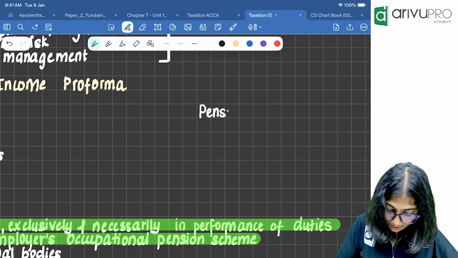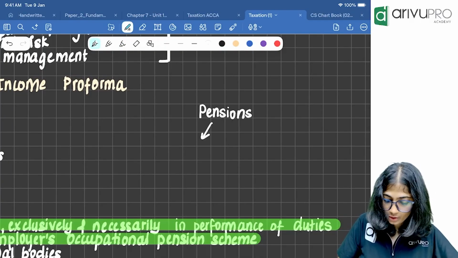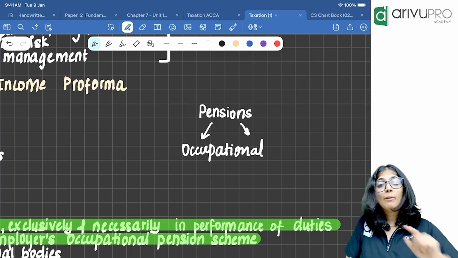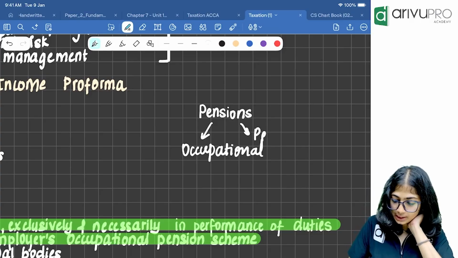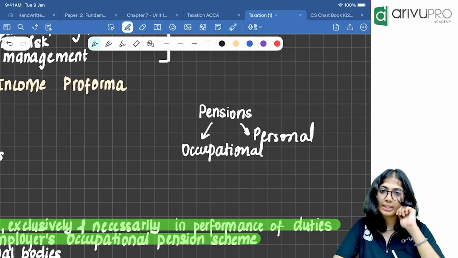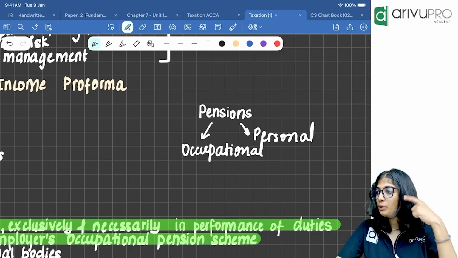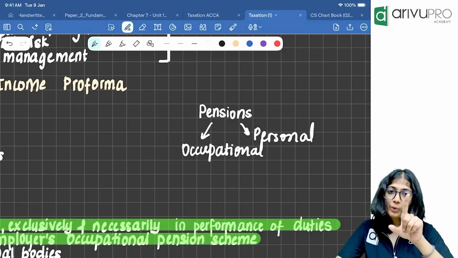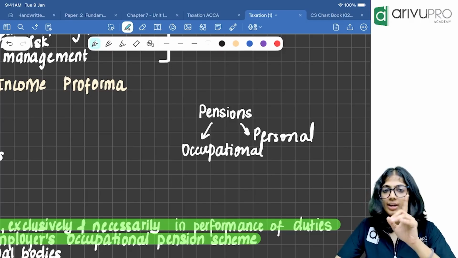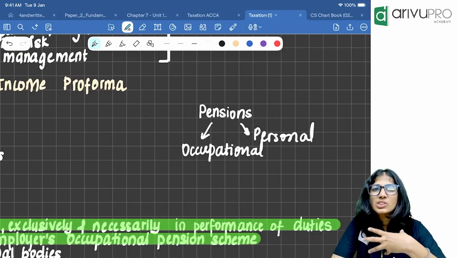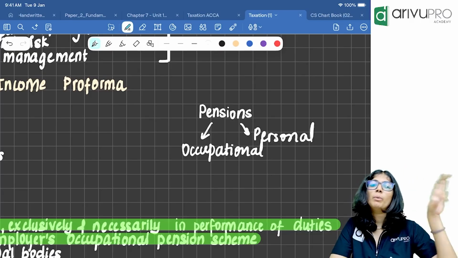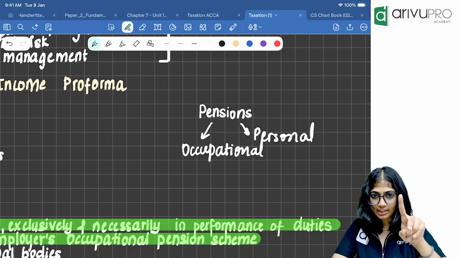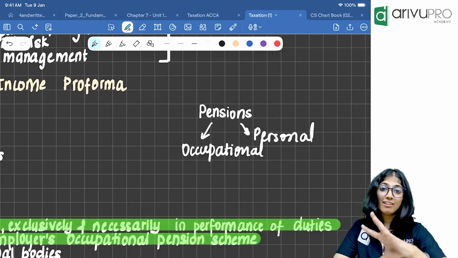We'll look at it more in the pensions chapter itself, but right now you need to know that there are two types of pensions. One is occupational, that is your employer provides you that pension, and one is personal, that is you have your own pension scheme from an insurance company or a bank. You can have both or you can have just one. If you feel like the employer's occupational pension scheme is not good, I will have my own personal pension scheme. You can have occupational, you can have personal also. Both are taxed differently. Both have different rules, but you can have both.